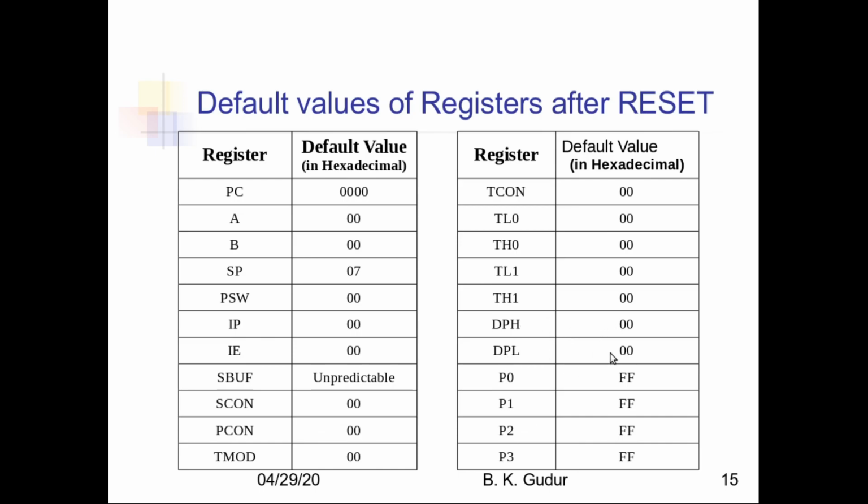And afterwards there are 4 ports: port 0, port 1, port 2 and port 3. Whenever the power is reset, these port bits will be FF. So all the ports will be set to FF in hexadecimal. And in the previous video we have also discussed the registers and their addresses. Remember these things, which will help us while doing assembly language programming. So with this I'll move on to the discussion of addressing modes.